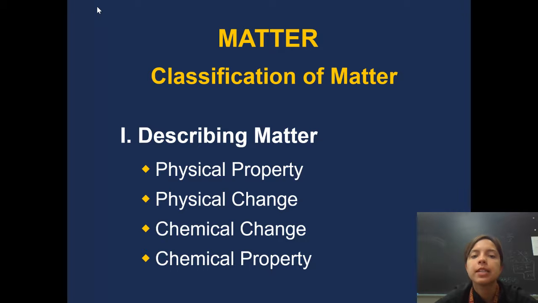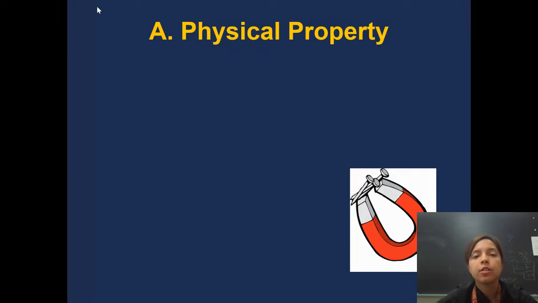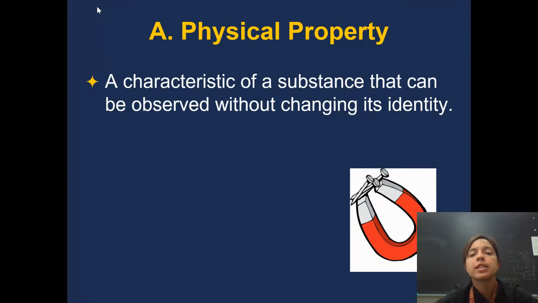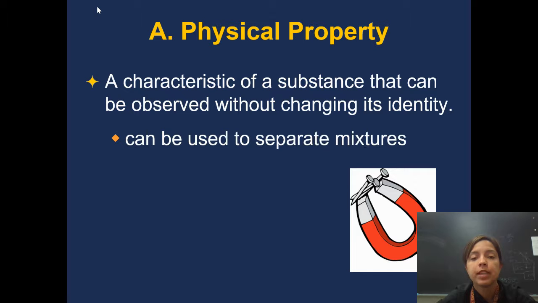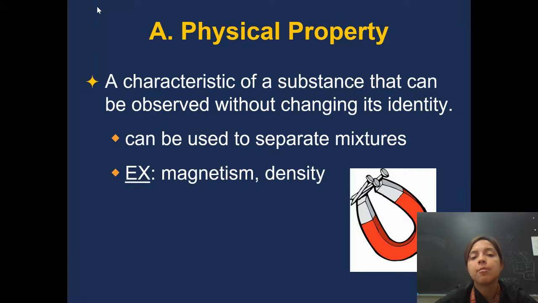Okay, so let's begin. Today we're going to talk about how you would describe matter. In science, you would describe matter by classifying it as a physical change or property, or a chemical change or chemical property. A physical property is the characteristics of a substance that can be observed without changing its identity. It can be used to separate mixtures. For example, we have magnetism and density.